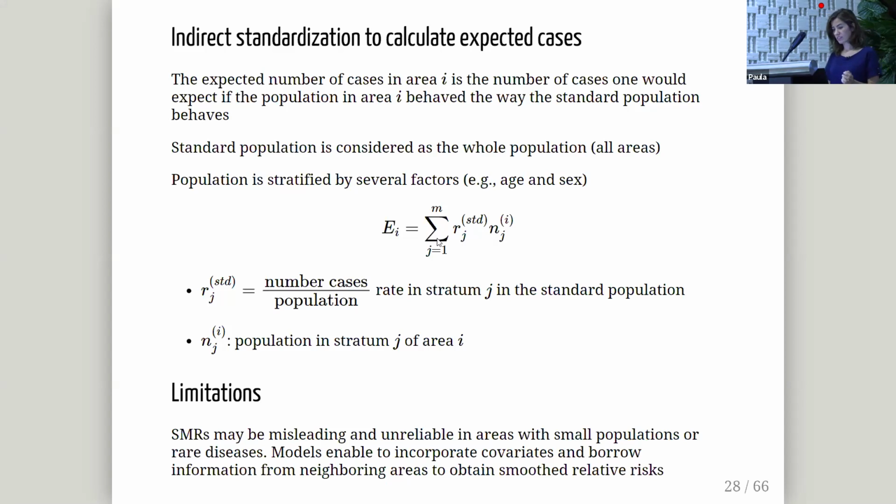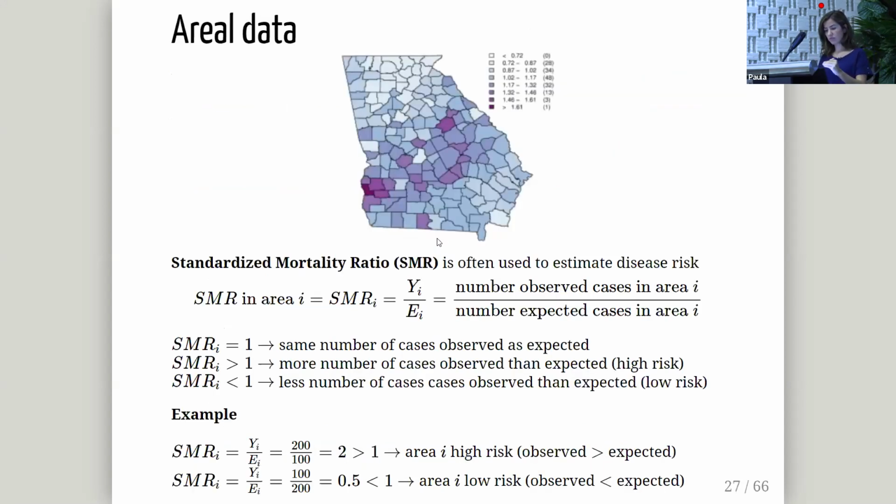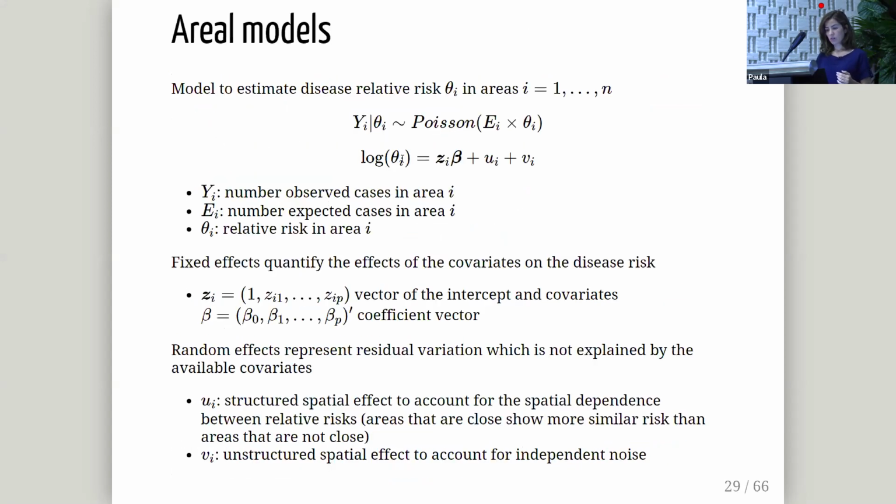Okay, so this is how we calculate SMR, observed divided by expected. But we are going to do it in a better way, using a model. Conditional on the relative risk in area i, the number of people with the disease follows a Poisson distribution with mean the expected counts times the risk. Then the logarithm of the risk is equal to some covariates plus random effects. And we can put a spatial random effect to model spatial variation and a structural random effect.